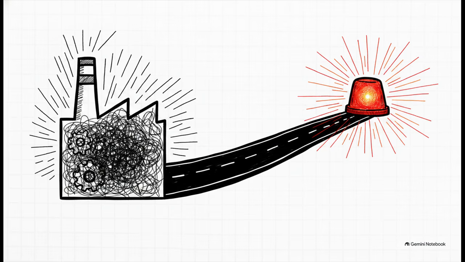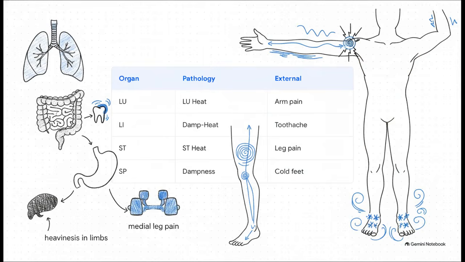Honestly, the easiest way to think of these external pain points is as your body's built-in check engine light. When the factory inside is struggling, it literally sends a warning signal out onto the highway. Let's rapid fire through some examples from the source text to see how this actually works in practice. Take the lung. If you have lung qi deficiency or lung heat, yes, you get a cough and sore throat, but you also get pain along the anterior arm, which totally answers our medical detective question from the very beginning.